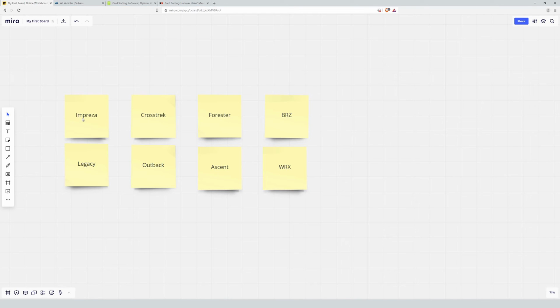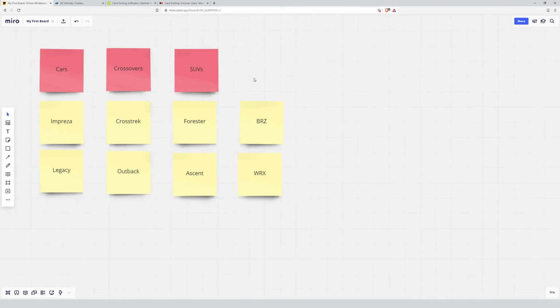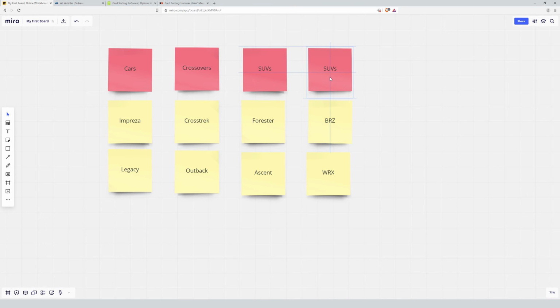So I'm going to go ahead and just copy some of these and make my category groups. I'll change the color of the actual categories to be different. So this one's cars. I'm going to call this one crossovers, followed up by the SUVs, lowercase, goodness. And then I'll make a sports cars one for the BRZ as well as the WRX. So there we have it.